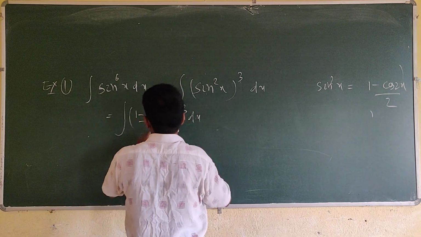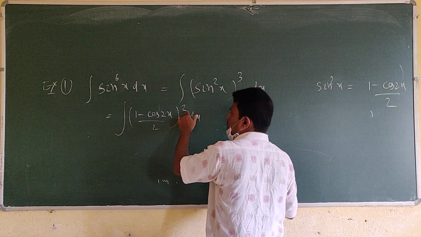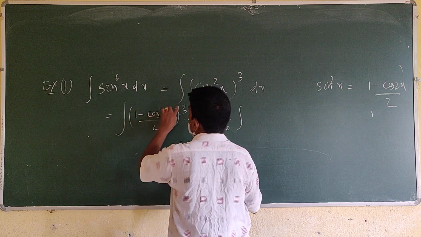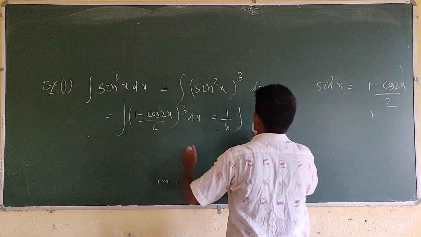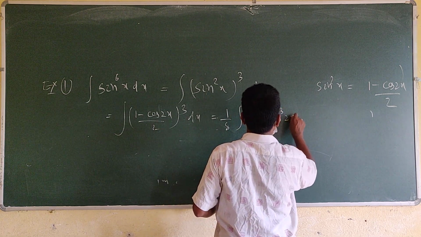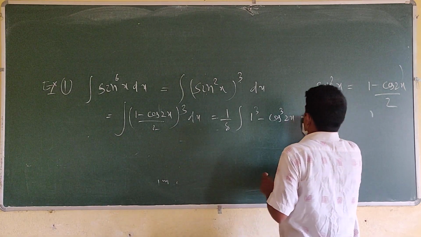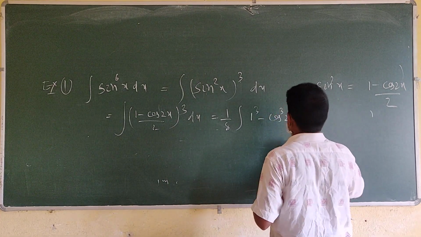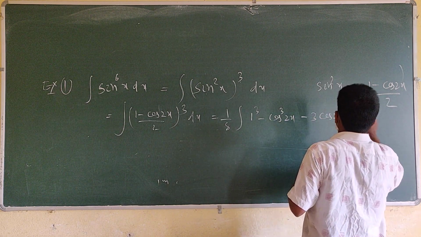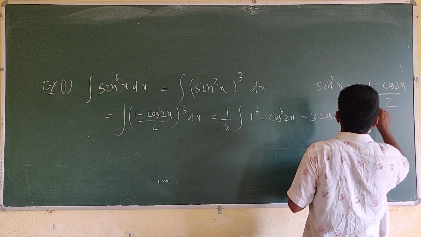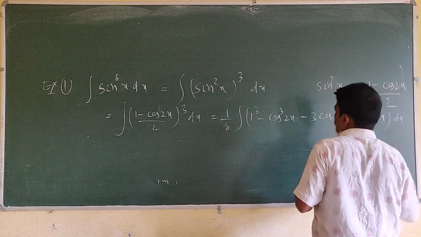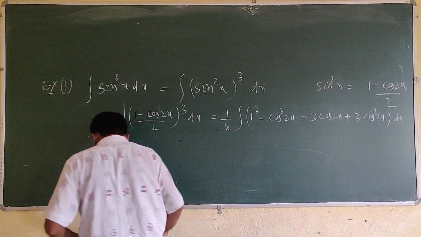Integration of this: 1 by 2 whole cube is 1 by 8, taking it outside of the integration. You already know the formula for a minus b whole cube: a cube, that is 1 cube, minus cos cube 2x, minus 3a square b, that is minus 3 into 1 into cos 2x, plus 3ab square, that is 3 cos square 2x. You look how I have solved this problem.